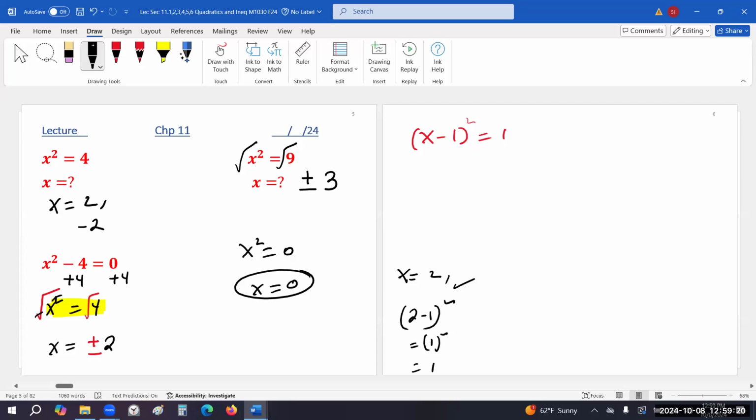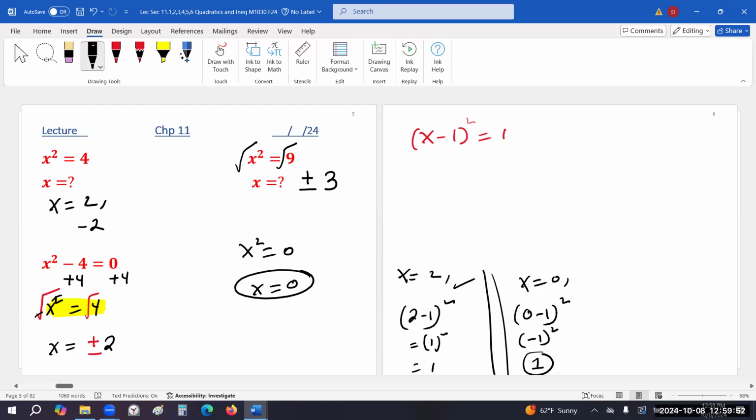But is it the only number? When you subtract 1 from that and square the result, it becomes 1. Can you think of any other number, Julia? 0. When x is 0, we have 0 minus 1 squared, which is negative 1 squared. It turns into 1. You see, we get two solutions. One is 2, one is 0.